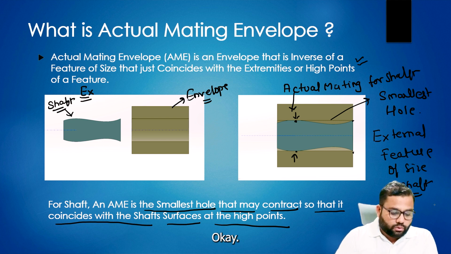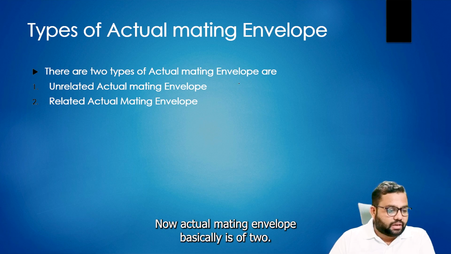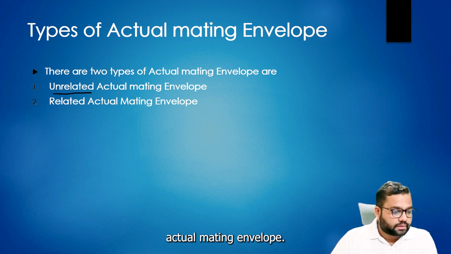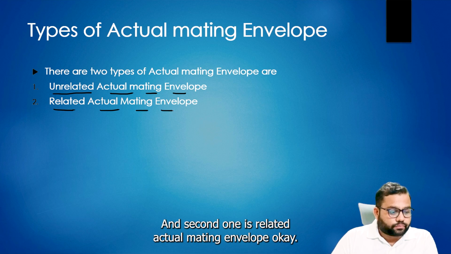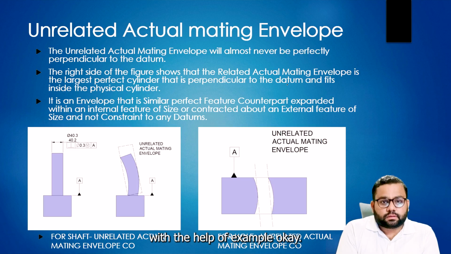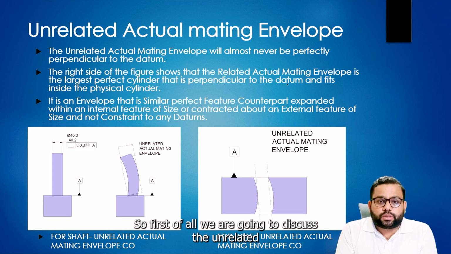Now, actual mating envelope is basically of two types. The first one is the unrelated actual mating envelope, and the second one is the related actual mating envelope. We are going to understand each of them one by one with the help of examples. First of all, we will discuss the unrelated actual mating envelope.